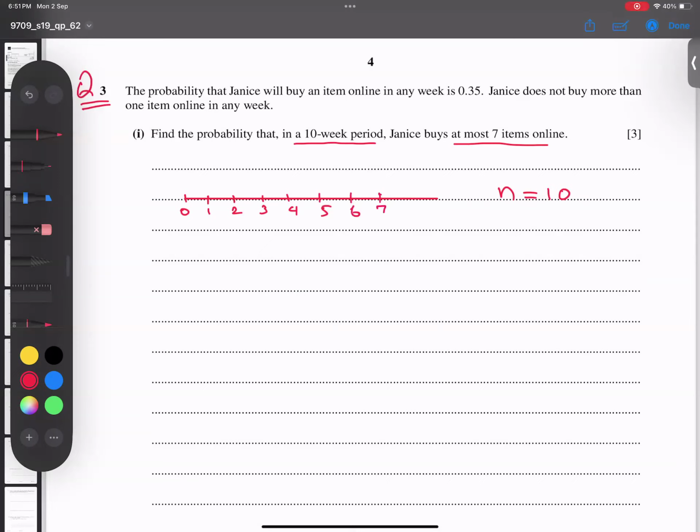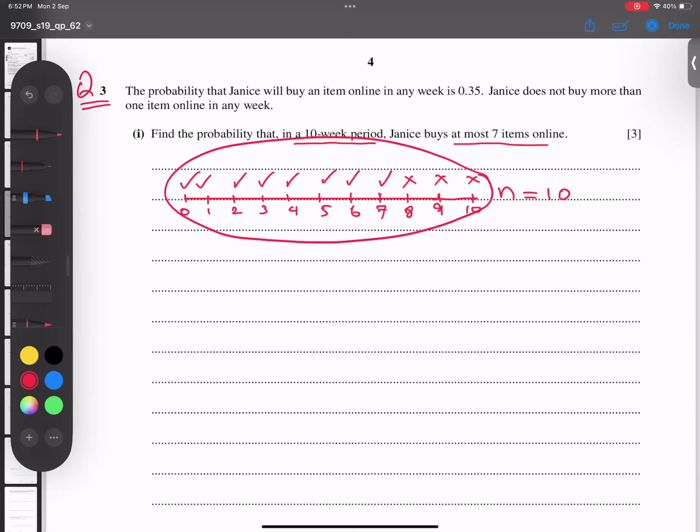This number line is not compulsory, but if you make it, the question becomes easy. At most means a maximum of 7, so it means 7, 6, 5, 4, 3, 2, 1, 0. I don't want 8, 9, and 10. So what is the method? How to do it? You know the sum of all the values is 1. So how to find it?